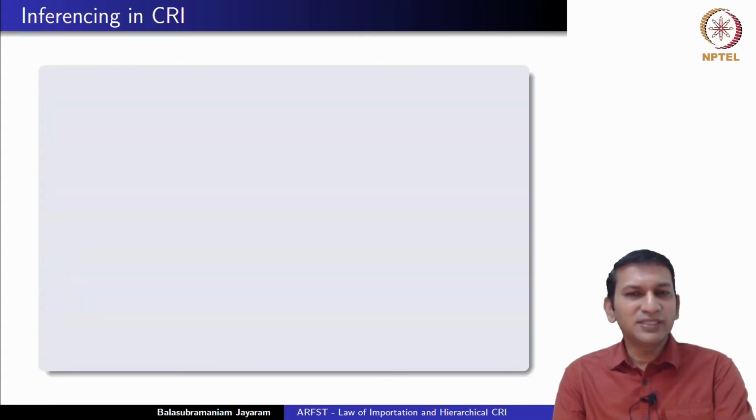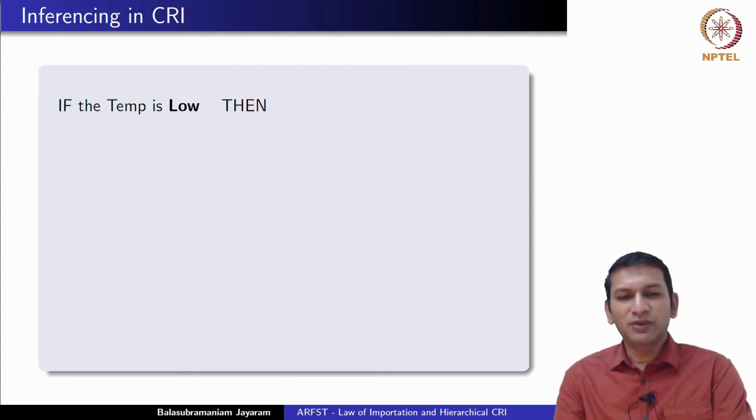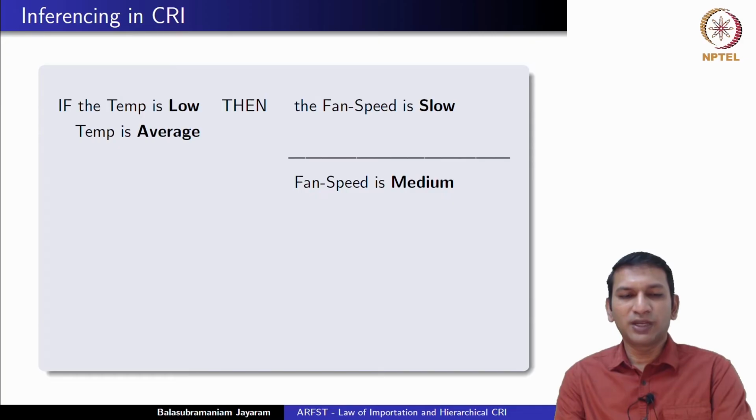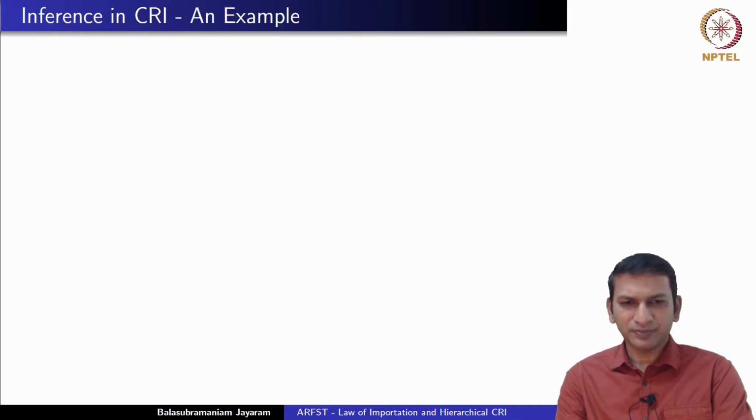Let's look at inferencing in CRI itself. Of course, we have seen this many times over. So if we have a rule of this form, if the temperature is low, then the fan speed is low. And if your given temperature is average, we want to obtain an output fan speed is medium. So typically the rule is captured in the form of a relation, and given an A dash, which is the input, we obtain B dash by composing A dash with R.